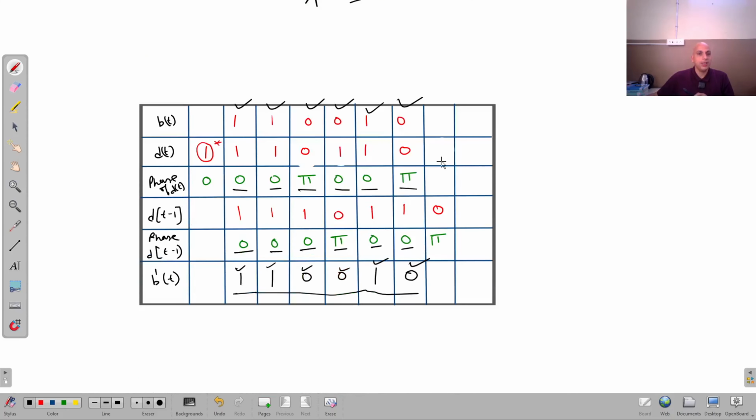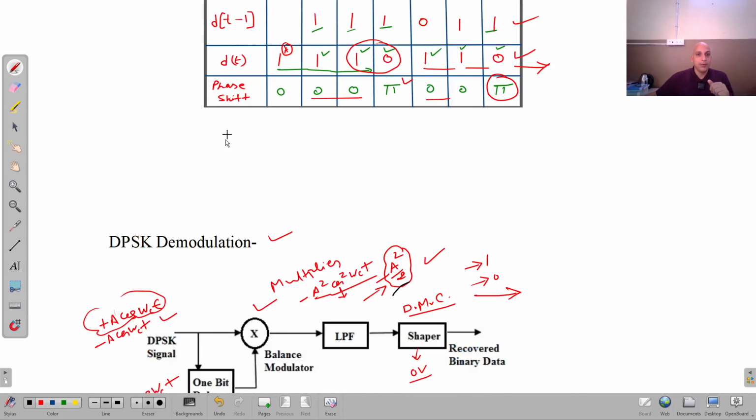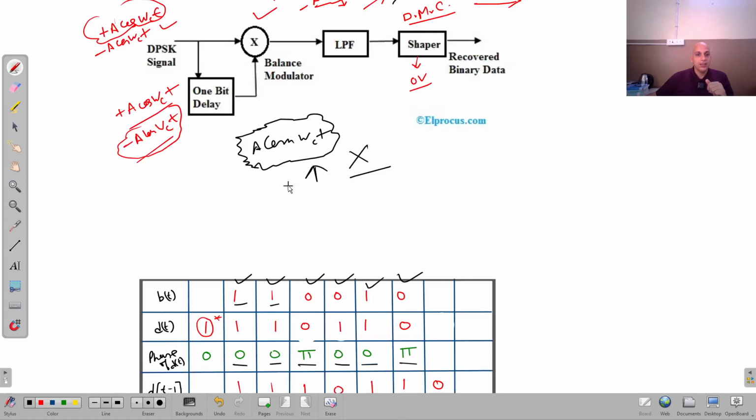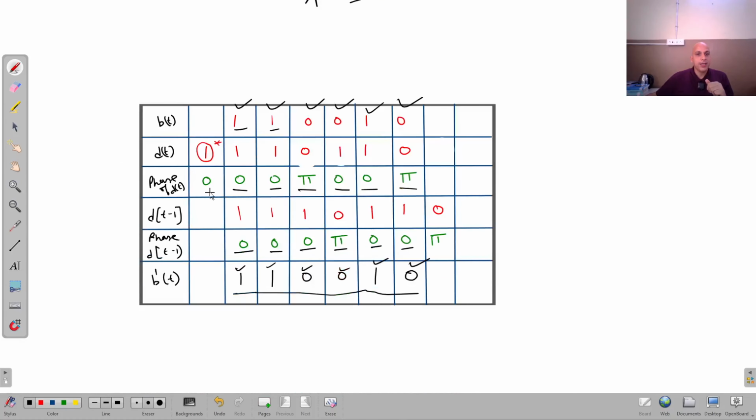You can see from this table how we did it. We took the original bit stream here, right? Then dt, what was dt? So for dt we have to see here. Then the phase of dt, right? Then delay, we delayed the dt by 1 bit. So delayed means we are now starting from here. Then phase of this, then comparison of the phase of these two, dt and dt minus 1, right?